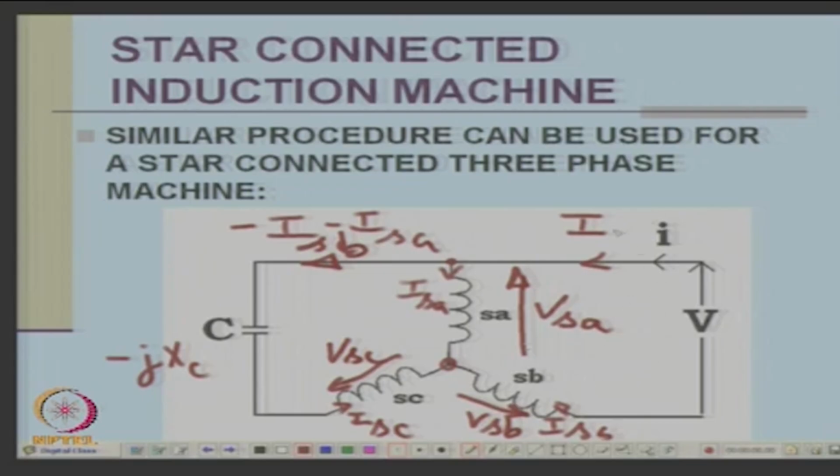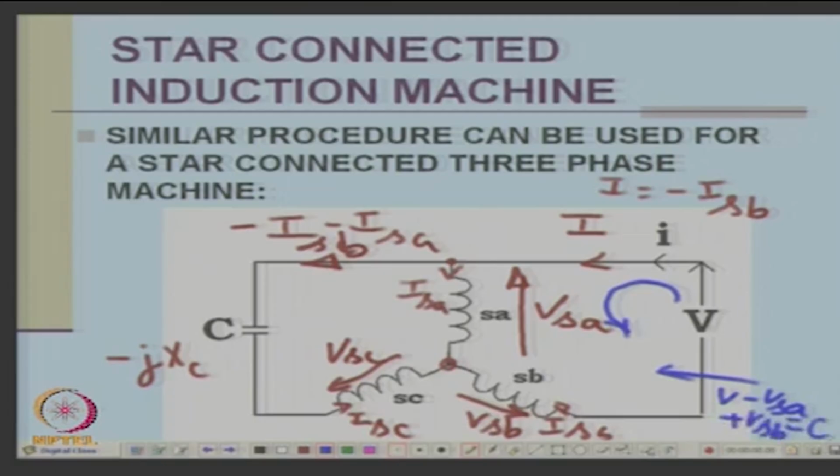If you take this loop, this I is going like this, and so I equals minus ISB, is it right? Is it okay? So you can write down, for example, one loop equation here. The loop equation, KVL basically, will be V minus VSA plus VSB equal to 0. Is it right for this loop equation, say 1?